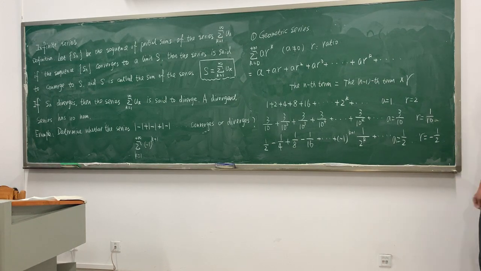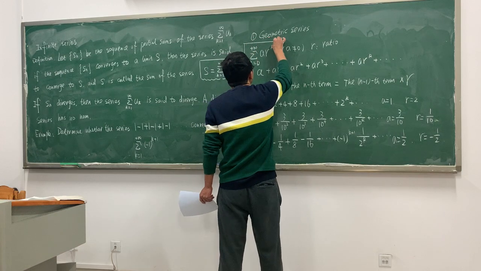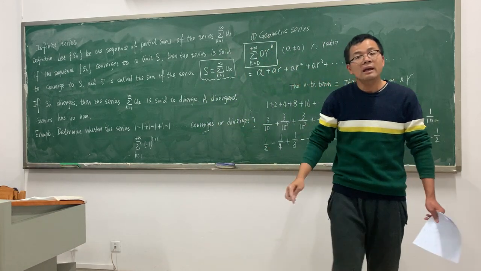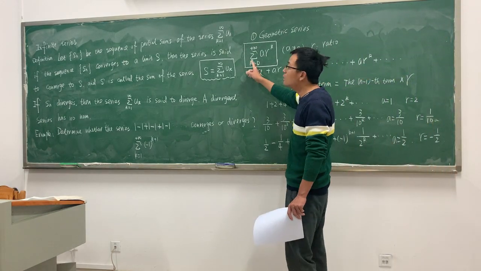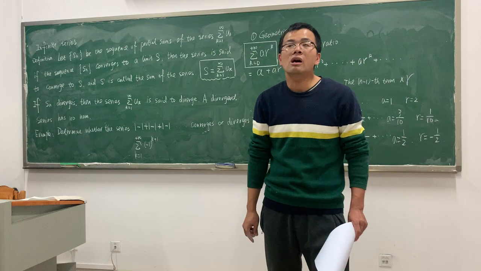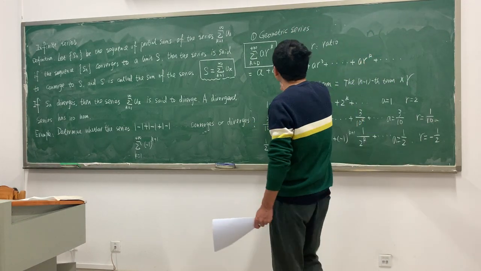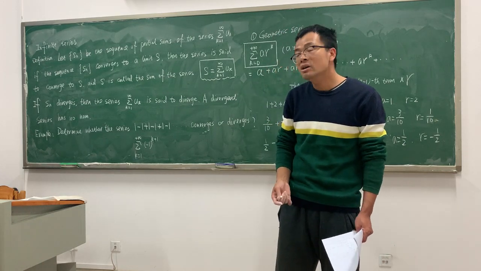So this is the geometric series. A geometric series is in this form: sigma A times R to the power K, where K runs from 0 to plus infinity. Now we have a question. Does this series converge or diverge?